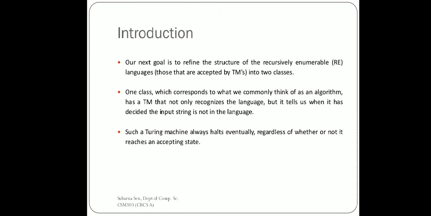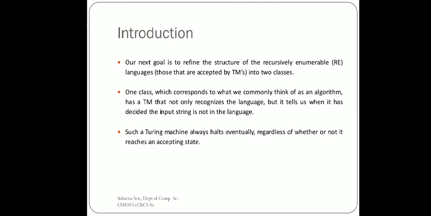So here we will see two classes of languages. One class corresponds to what we commonly think of as an algorithm. What does an algorithm do? We come up with a problem, we want to solve that problem using a finite number of steps, and at the end of the day there is an output. It must have an output, right? So this is one class of languages.